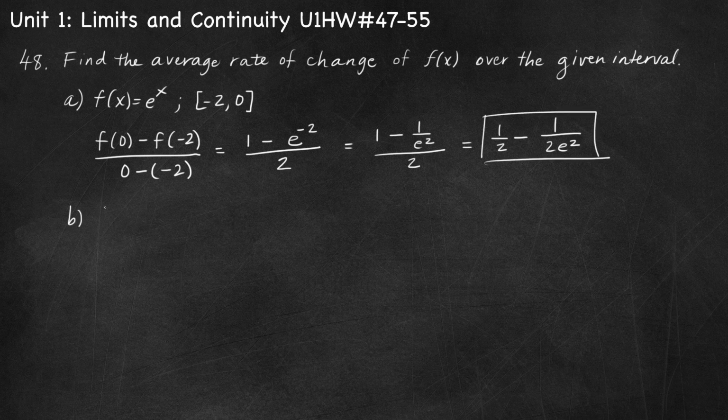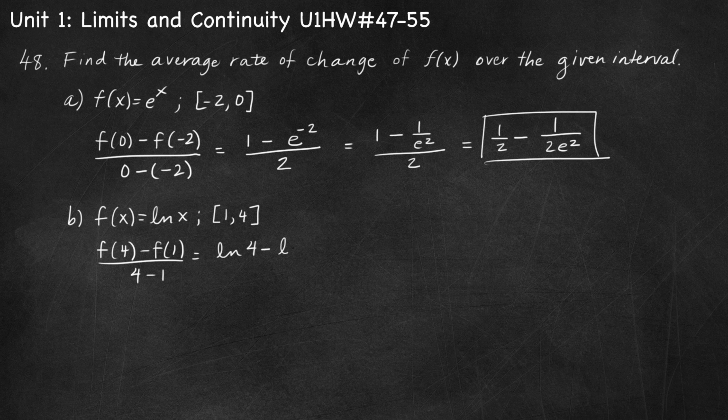Part B, f of x equals the natural log of x, and our interval goes from 1 to 4. So our average rate of change is f of 4 minus f of 1 over 4 minus 1. F of 4 is natural log of 4, minus f of 1 is natural log of 1. Natural log of 1 is 0, over 4 minus 1. So I have natural log of 4 divided by 3.